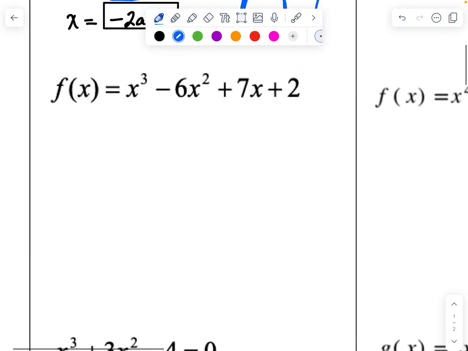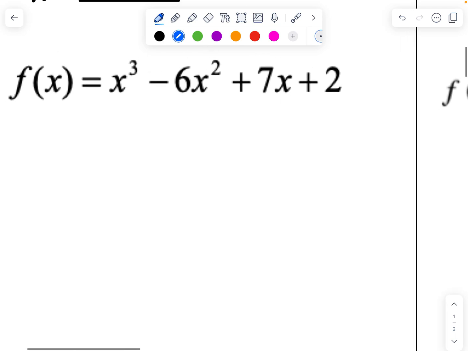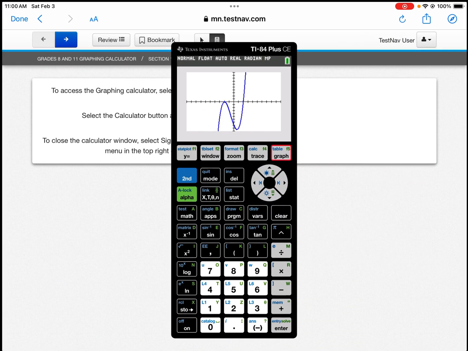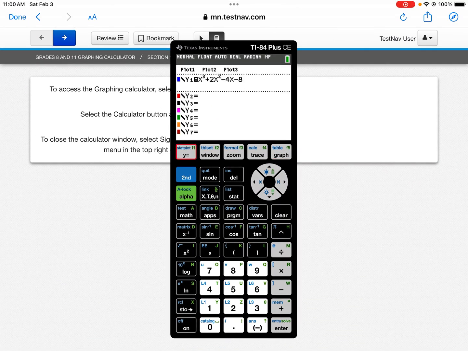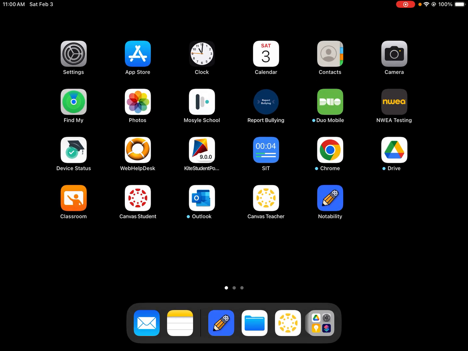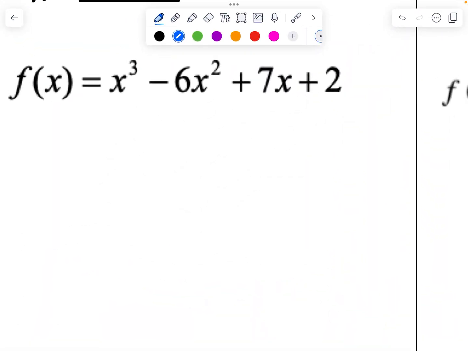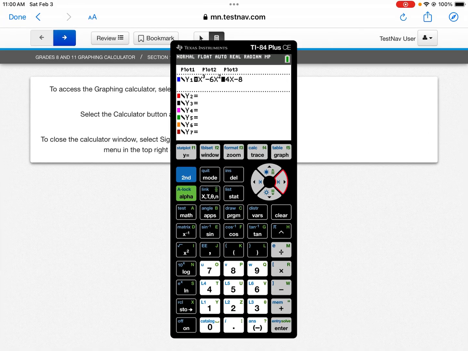Okay, so this problem right here, x cubed minus 6x squared plus 7x plus 2. So let's go back to our calculator, go here, x cubed minus 6x squared plus 7x plus 2. So there it is.